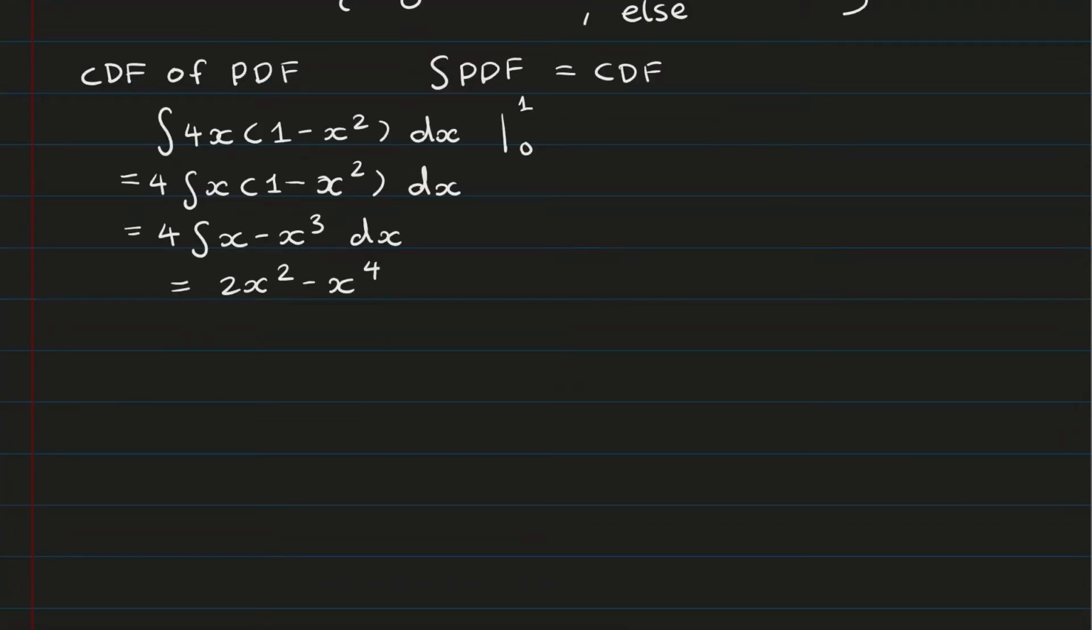Now the next step we want to do is write out the CDF of this function again, which is F(x) equal to 2x squared minus x to the power of 4. And this is for all x within the range of 0 and 1, and it's 0 elsewhere, as we have discussed earlier.